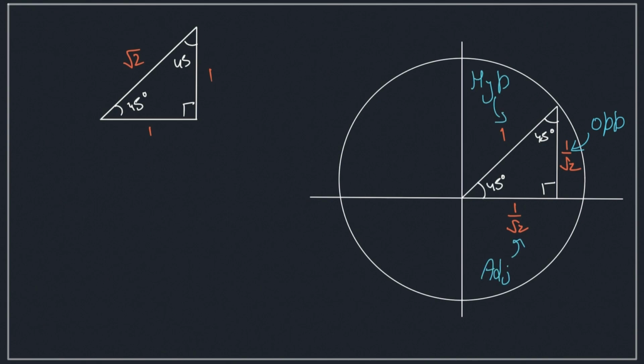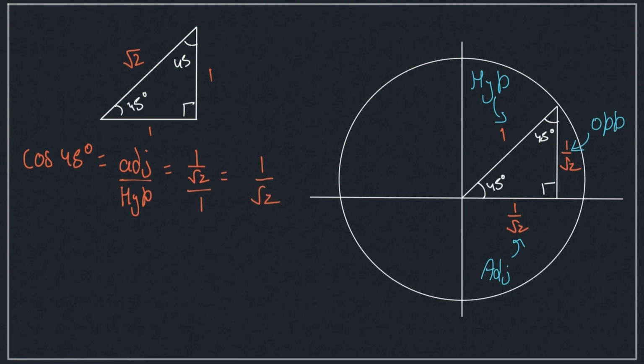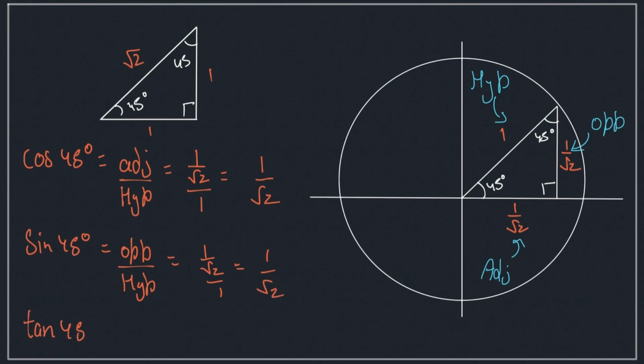Now we can easily find the trigonometric values of a 45-degree angle. Cosine 45 will be adjacent over hypotenuse, or 1 over root 2 divided by 1. It will be equal to 1 over root 2. Sine 45 degree will be equal to opposite over hypotenuse, or 1 over root 2 over 1, which will give us 1 over root 2. Tan 45 degree will be equal to opposite over adjacent, or 1 over root 2 divided by 1 over root 2, which will give us 1.